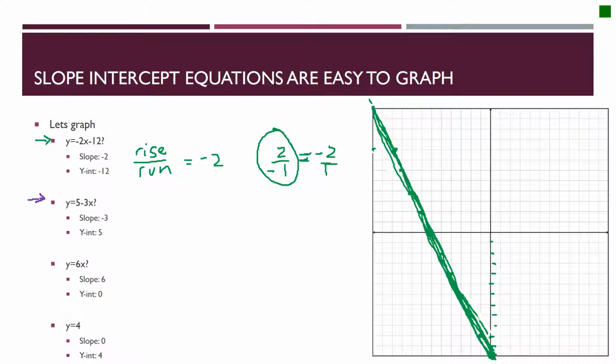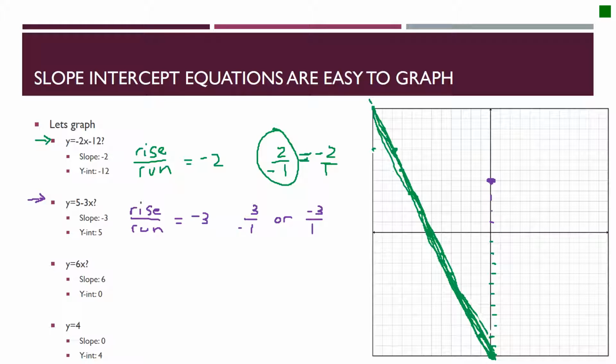Okay, so in this equation, we have a y-intercept of +5. So we're going to go ahead and count 1, 2, 3, 4, +5 on our y-axis, okay? And our slope is -3, which means the ratio of rise over run needs to be -3. So we could get -3 by taking 3 divided by -1, or by taking -3 and dividing it by +1. Either one of those is going to give us the same slope of -3.